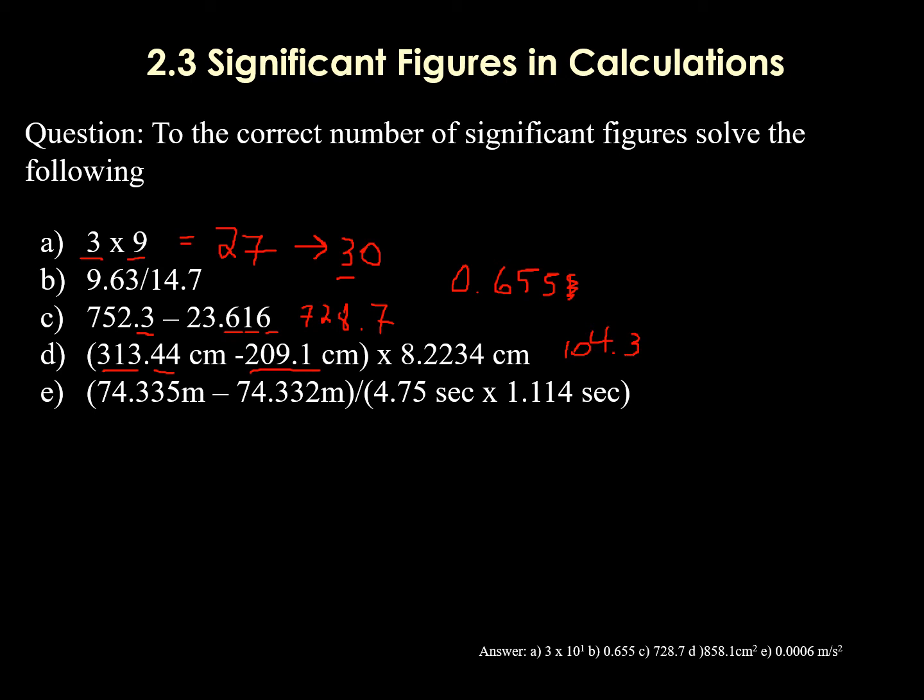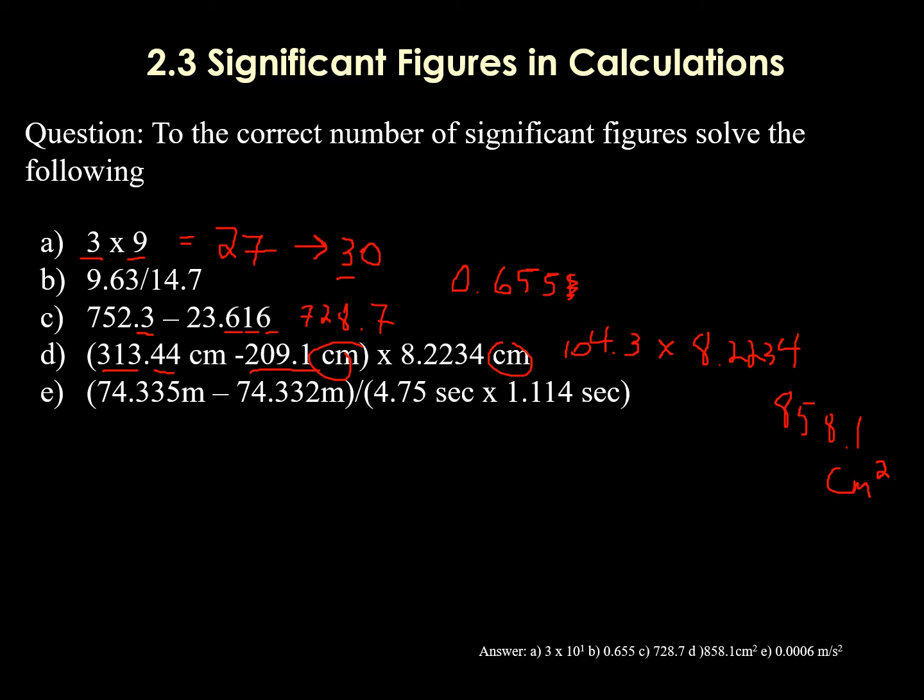For the subtraction, you have the least decimal places, and then you multiply this number by 8.2234. So looking at these two numbers, when you multiply, the rule is you need the least amount of significant figures when you multiply or divide. So your answer needs 4 significant figures. And I got 858.1. The unit will be centimeters squared because you have centimeters times centimeters gives us centimeters squared.